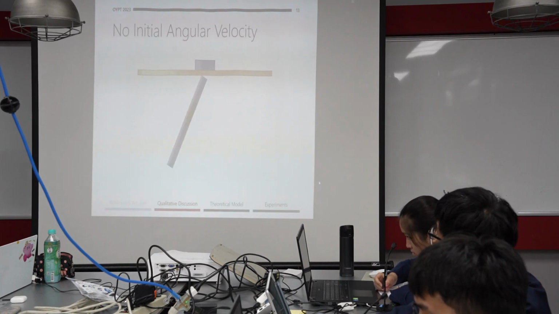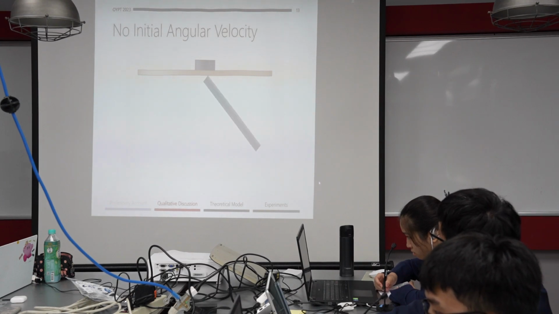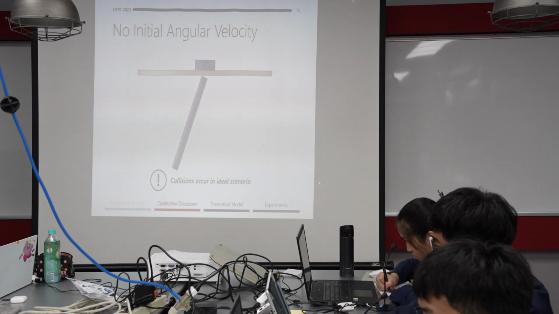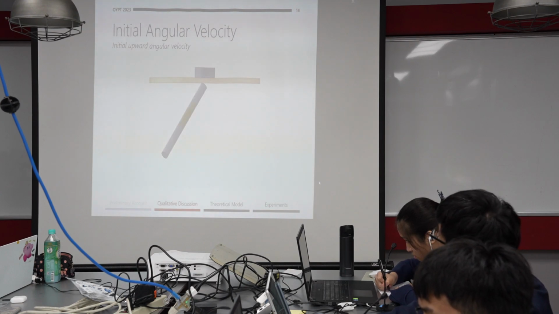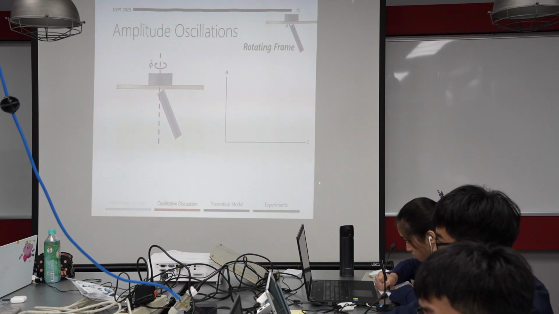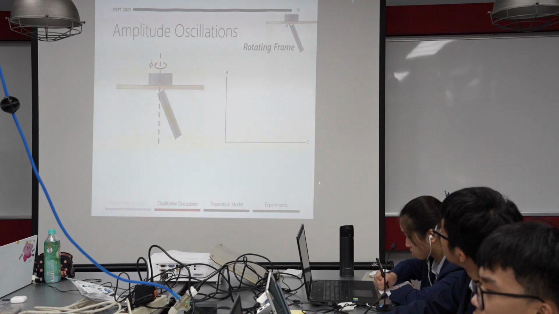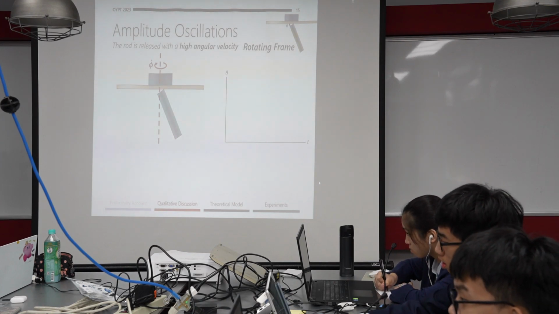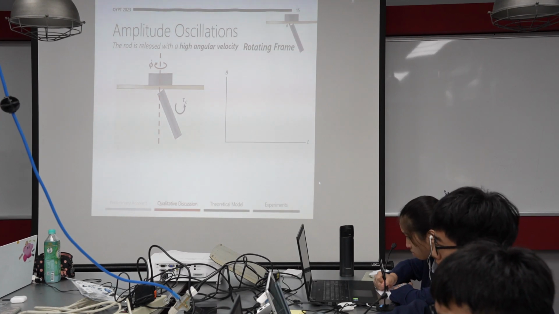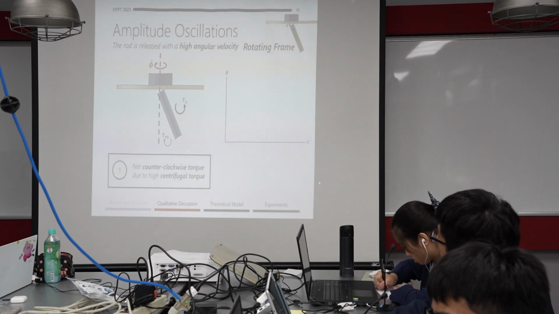We note that in an ideal scenario with 0 initial angular velocity, the rod will swing back and forth, colliding with the plate. However, if the rod is provided with an initial angular velocity, it is able to undergo rotational motion. To describe the subsequent motion of the rod, let's consider a rod with a high angular velocity. There will be a large torque due to the centrifugal force, meaning the centrifugal torque can overcome the magnetic torque, resulting in a net counterclockwise torque.